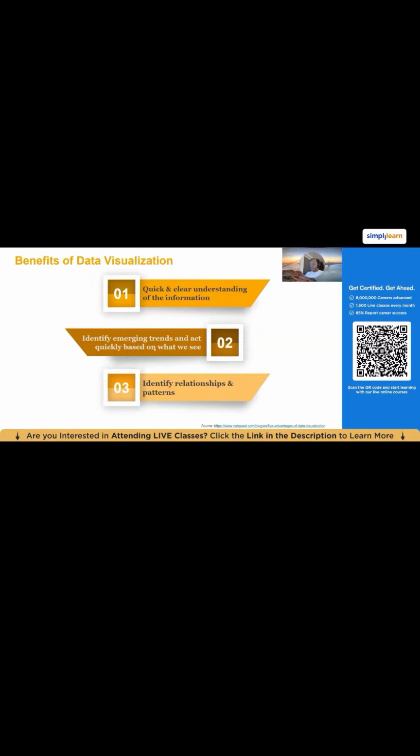Then number three is identify the relationships and patterns. If our sales have gone down, why have they gone down? What are the reasons for that lower sales? That we can easily identify with the visualization.